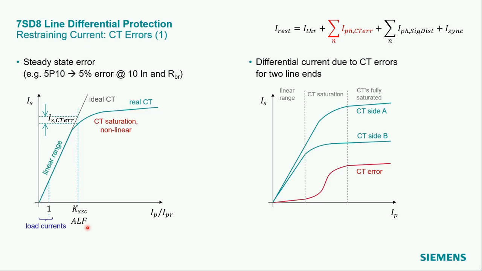For example, a CT of class 5P10 will have a 5% error at 10 times rated current and rated burden. On the right-hand side, the characteristic of two CTs is shown, CTA, CTB. The CTs are slightly different in their linear range. You see a difference in the slope. And also the saturation starts earlier in the CT on side B compared to side A.